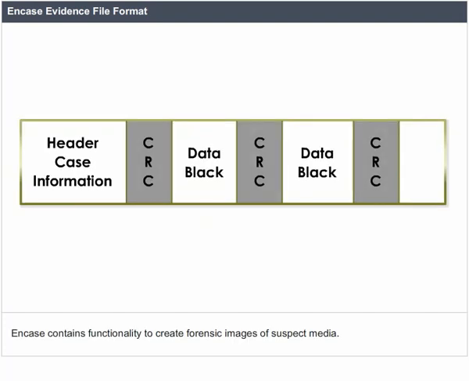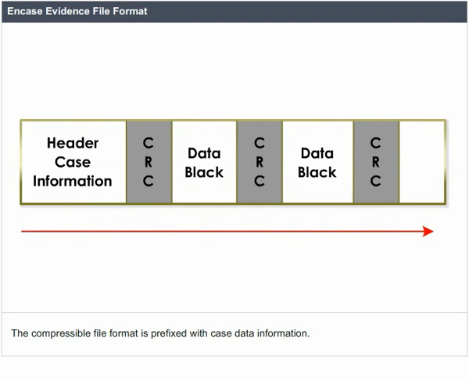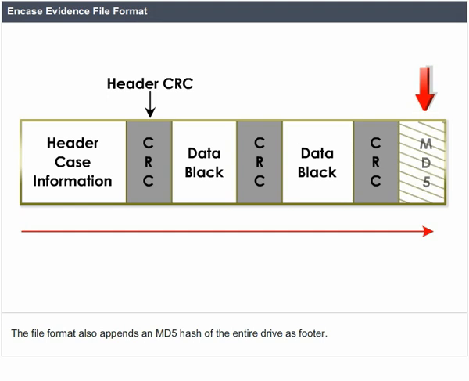EnCase Evidence File Format. EnCase contains functionality to create forensic images of suspect media. Images are stored in the proprietary EnCase Evidence File Format. The compressible file format is prefixed with case data information. It consists of a bit-by-bit, that is, exact copy with CRC hashes for every 64K of data. The file format also appends an MD5 hash of the entire drive as a footer.